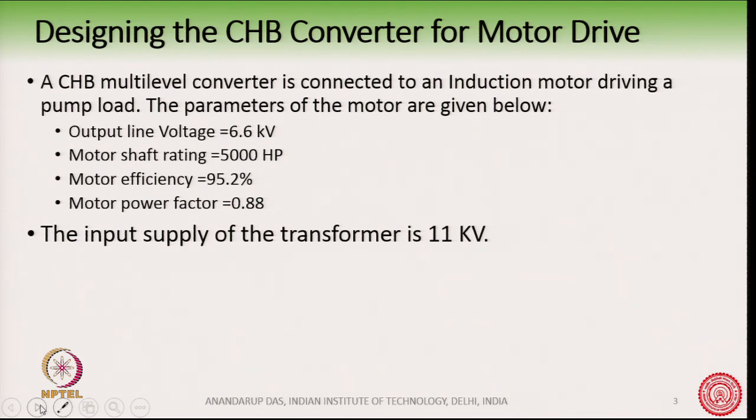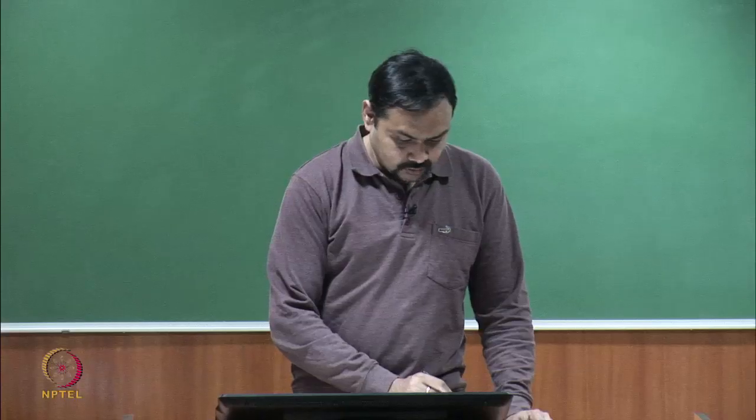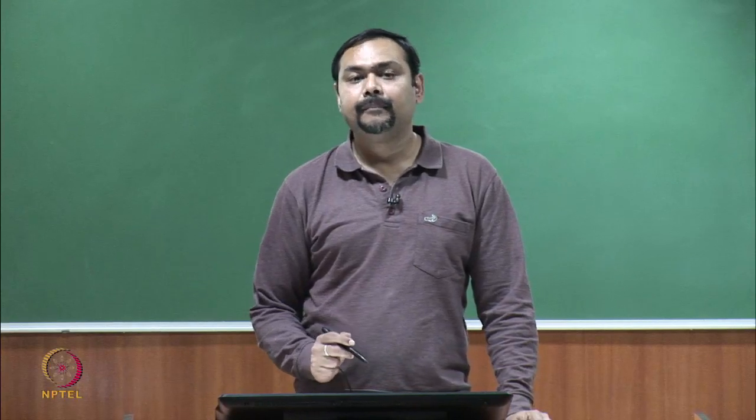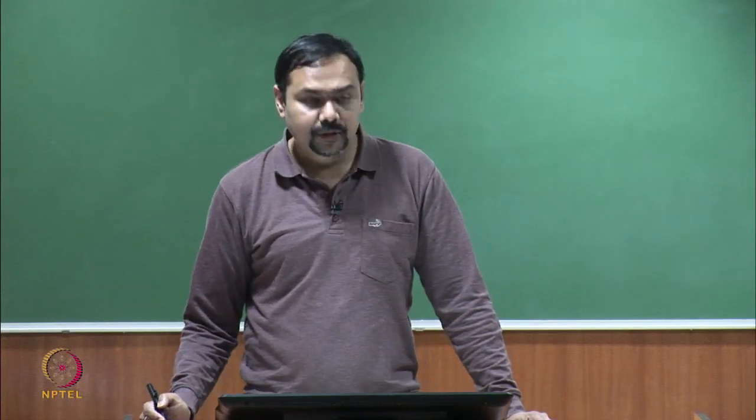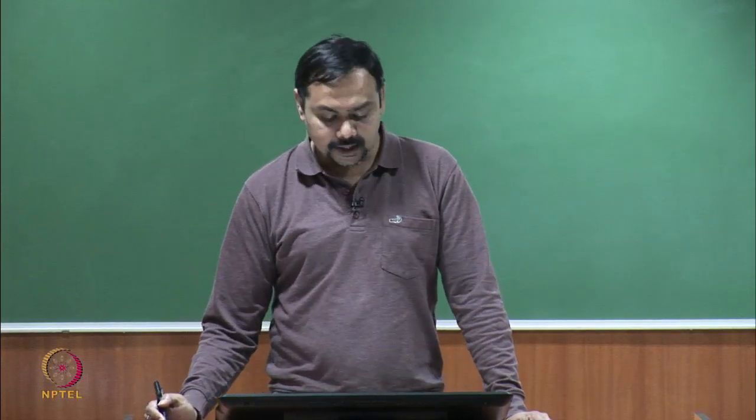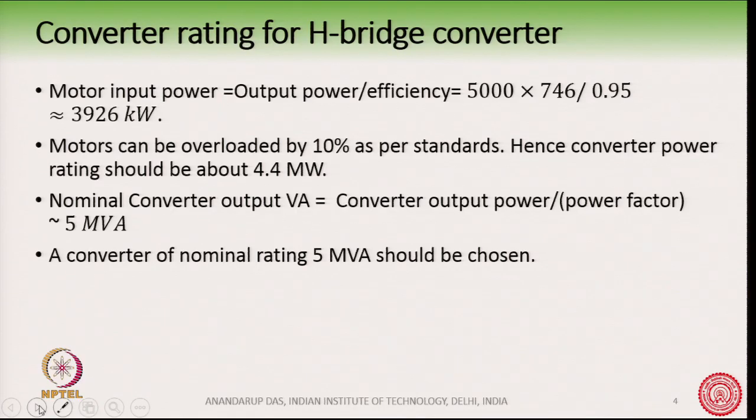And so, the parameters of the motor are given as something like 6.6 kV and 5000 HP with an efficiency of 95.2%, and the motor power factor is 0.88, and the input supply to the transformer is 11 kV. So, these are some of the data given. The first thing is to find out the converter rating. So, how can we know the converter rating?